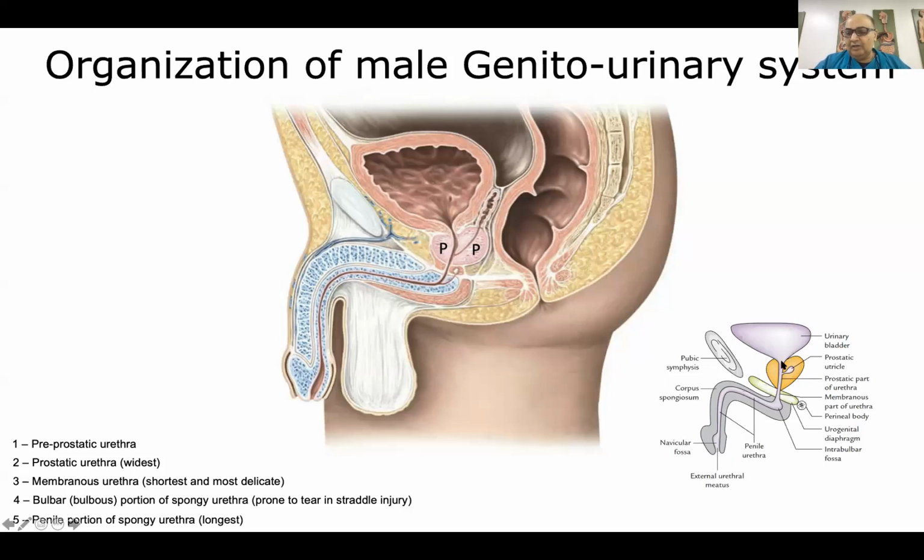Now I was talking about the urethra: pre-prostatic, prostatic, membranous, bulbar, penile, and then it ends. Before ending, it becomes dilated. That is the navicular fossa, and then the external urethral meatus. It looks very wide, but this is again a very narrow point. Usually people present with stones stuck at this place. If a stone is stuck in the urethra, usually this is the location, and you can see the stone visible just at the external urethral meatus.